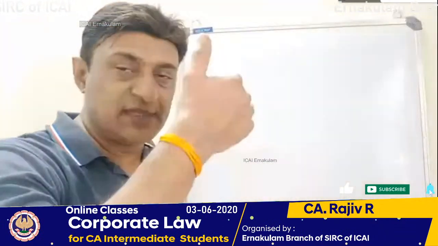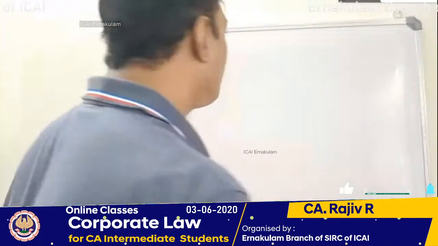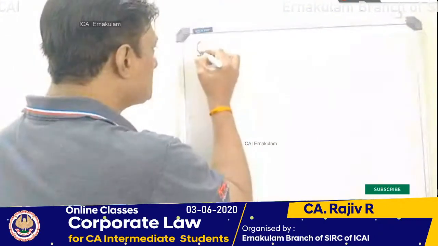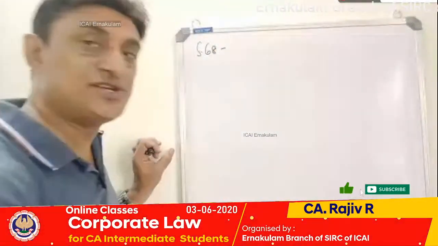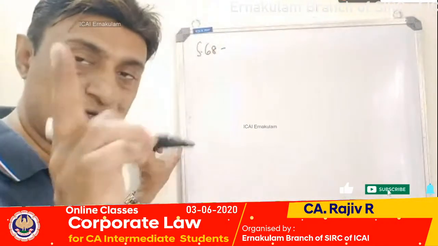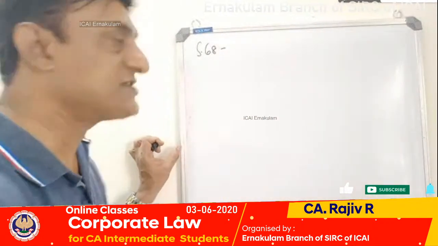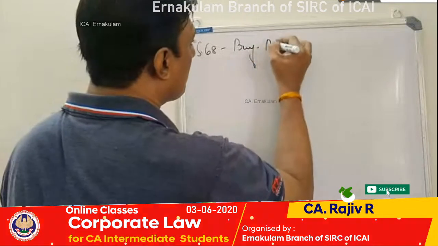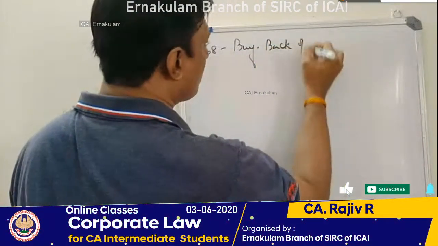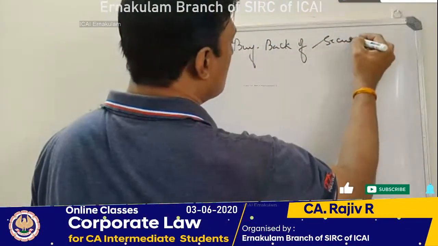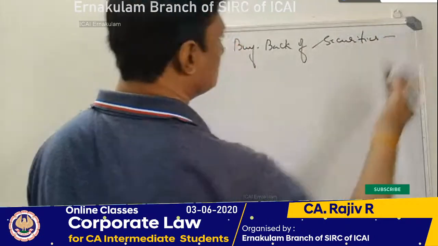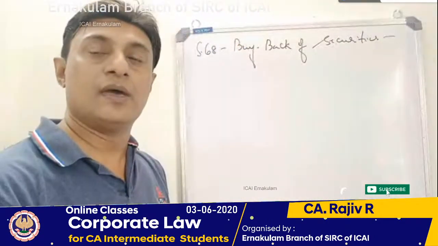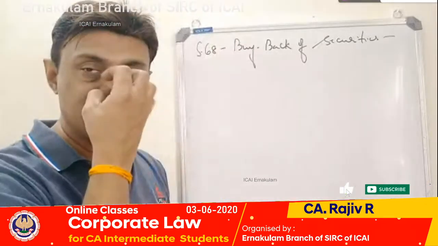Now, picking up the thread from there, we move to the next, which is section 68, which I wanted to mention in the margin. I want you to remember this with section number. Section 68, buyback of securities. Section 68 is titled as buyback of security.